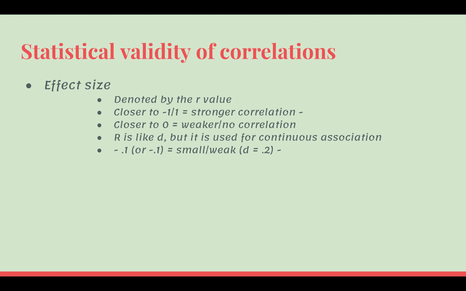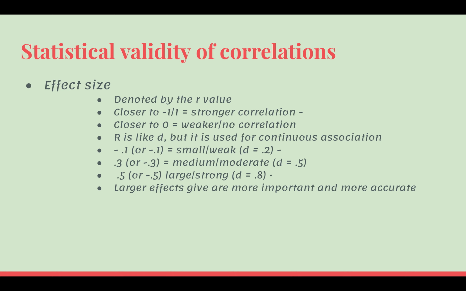If R is 0.1 or -0.1, then it's small or weak, which is similar to D being 0.2. If R is 0.3 or -0.3, then it's medium or moderate, which is similar to D being 0.5. If R is 0.5 or -0.5, then it's large or strong, which is similar to D being 0.8. Larger effects give more accurate predictions and are usually more important.